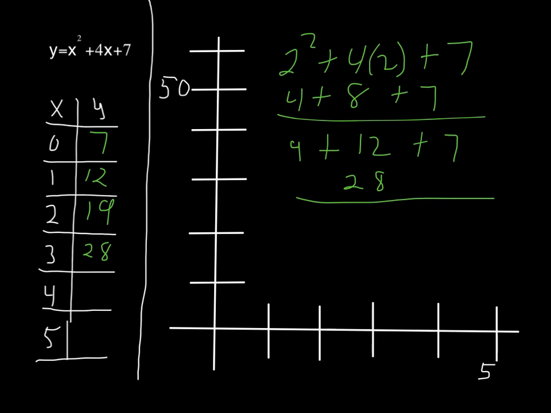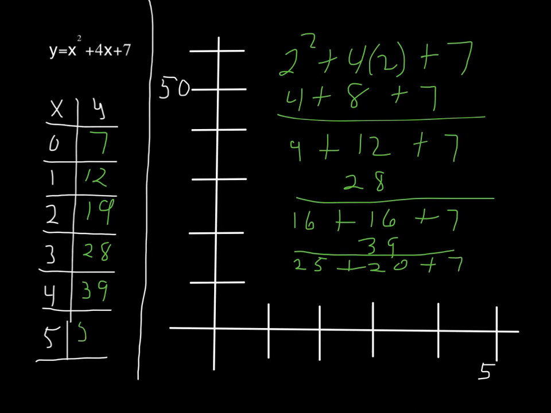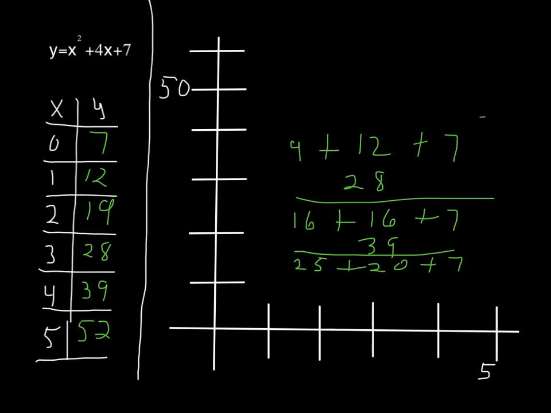And again, if I'm going too fast, slow me down, but I'm doing some of this in my head. So then I'm going to do 4, and that looks like 16 plus 16 plus 7. That's 32, 39. And 5 looks like 25 plus 20 plus 7, which is 52. Okay, so there we go. So that is my t-chart. And I'm just going to clean this up real quick, and then I'm going to graph each one of these on my x and y axis that I already have plotted here.